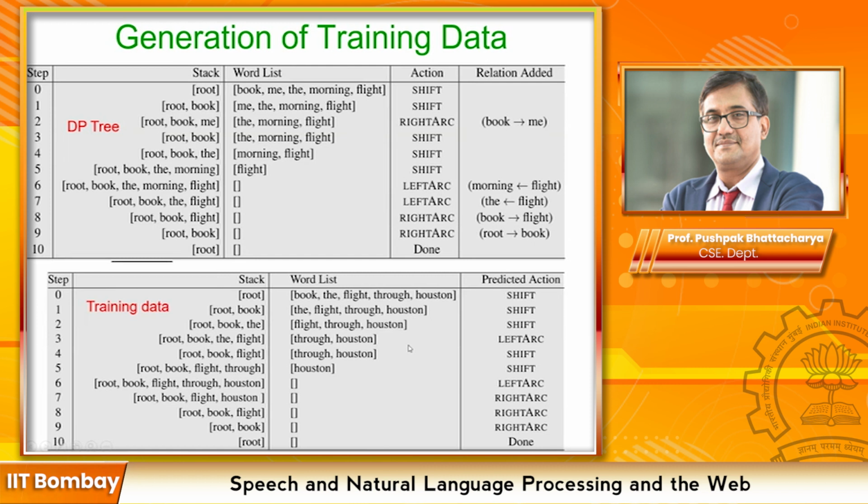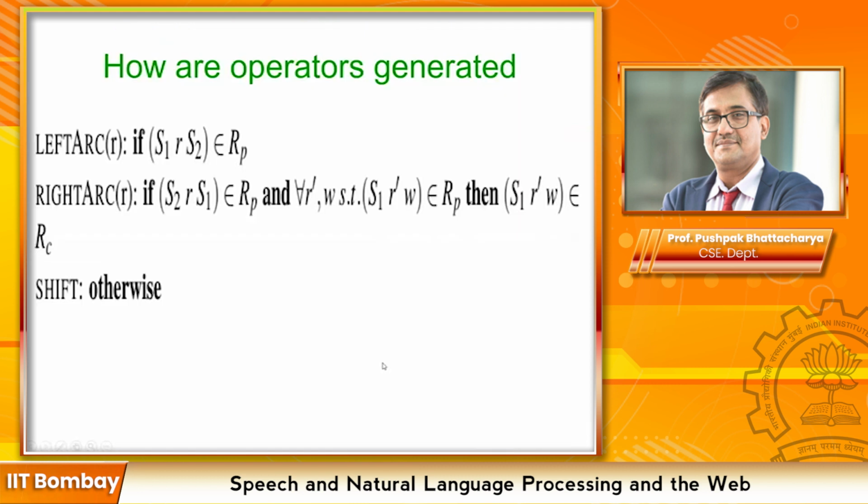In case of the probabilistic CYK constituency parsing algorithm, we set up a non-terminal between two consecutive positions. In case of probabilistic dependency parsing, we set up a labeled arc between two consecutive positions. By consecutive, I mean that after the processing of the intermediate nodes, two things come adjacent to each other. So this is the step of generation of training data. Now, generation of training data is controlled by these steps.